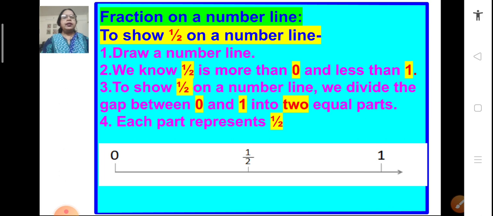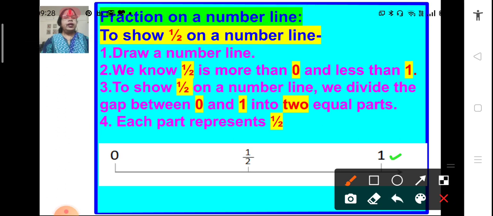We draw a number line and we take the first mark as 1, and we know that half is more than 0 but less than 1. For half we have to divide this gap between 0 and 1 into 2 equal parts. Okay, because in half the denominator is 2, so we have to divide it into 2 equal parts, and each part will represent half.